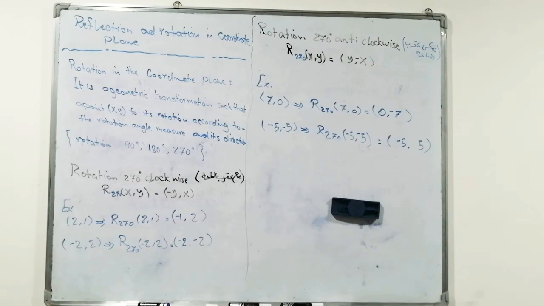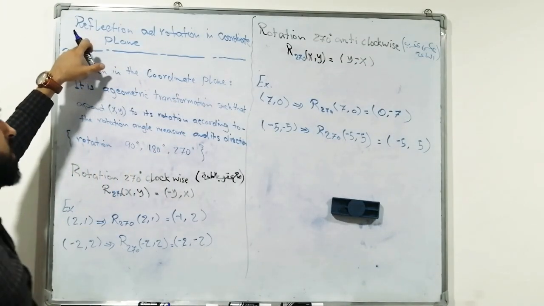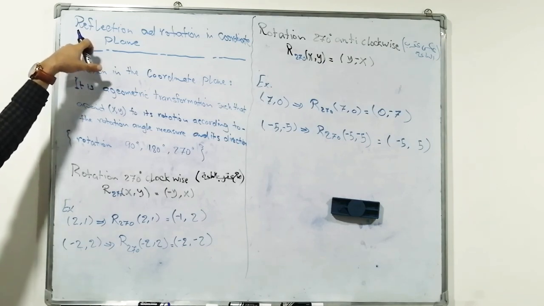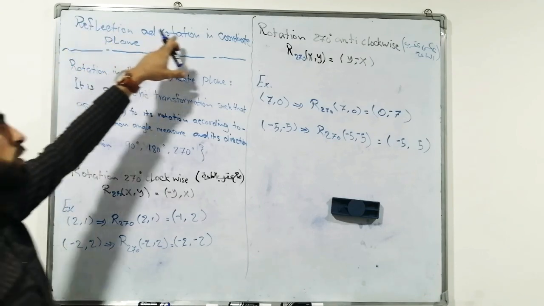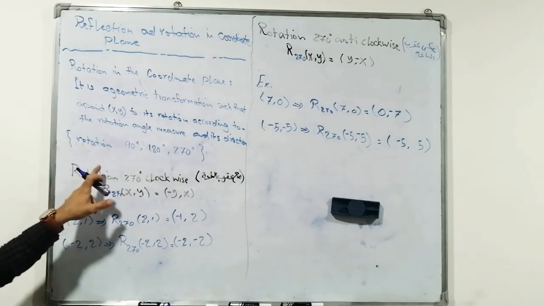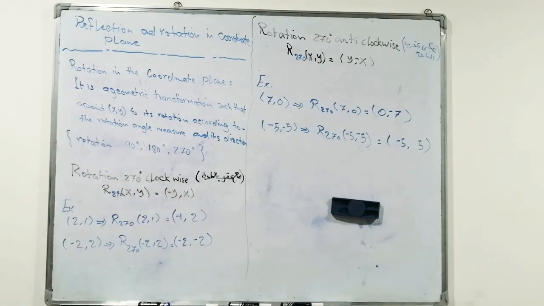So here we finished our lecture today. It is about the reflection. We have two kinds of reflection, with the x-axis and the y-axis, and for the rotation we also have three kinds: rotation 90 degrees, rotation 180, and rotation 270 degrees.